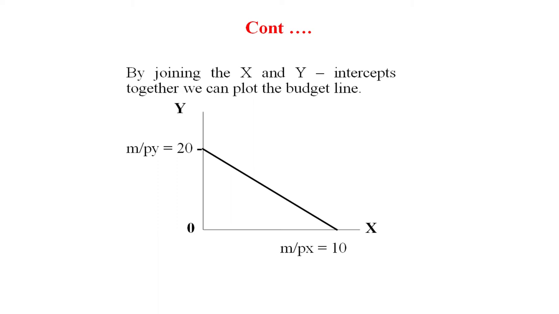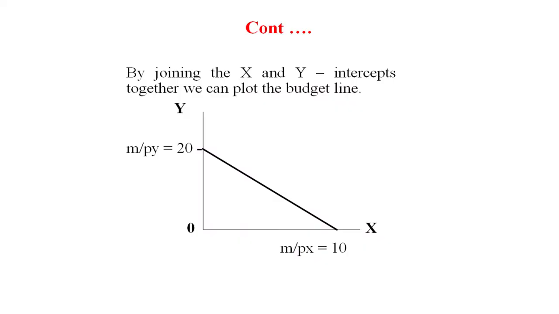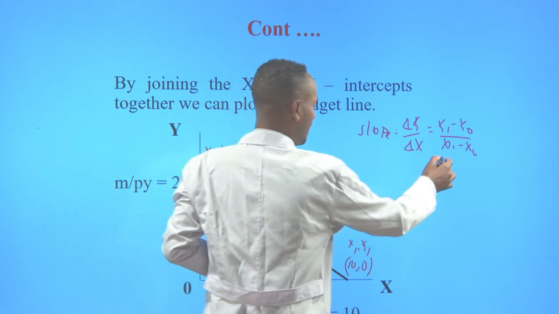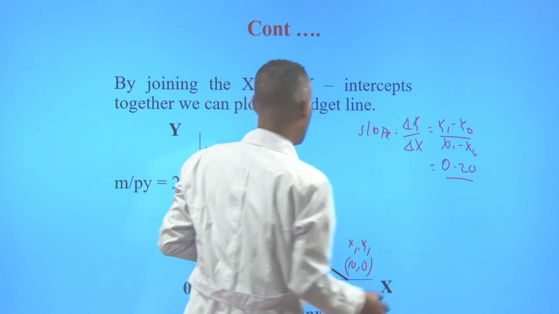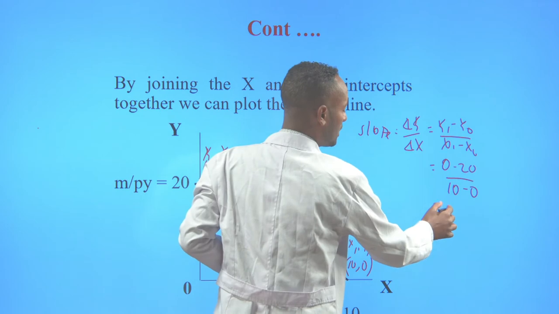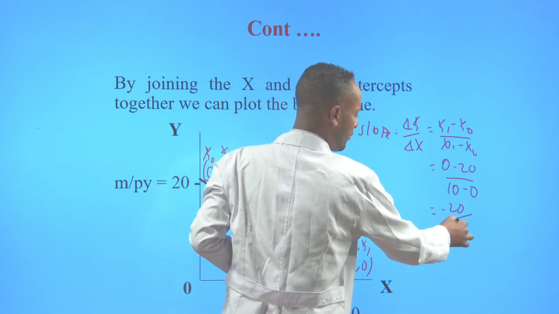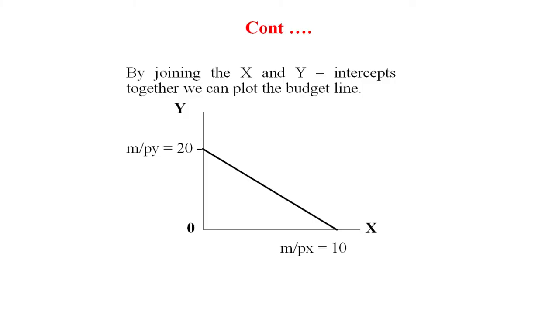Let's take this 0 as x initial and this 20 as y initial. Let's take this 10 as x final and this 0 as y final. Now, when we substitute this information, we get the value of y final, which is 0, minus y initial, which is 20, divided by the value of x final, which is 10, minus x initial, which is 0. And this will give you minus 20 over 10, which is equal to minus 2. So the slope of the budget line is minus 2. But there is another means of calculating the slope of the budget line.